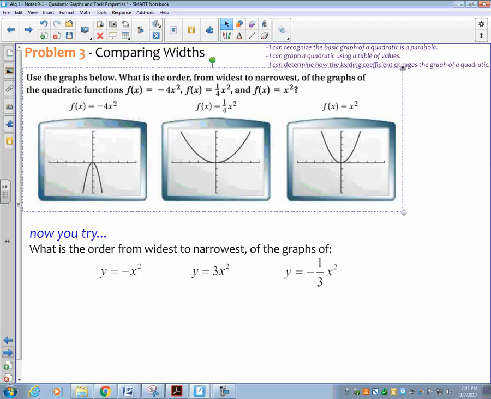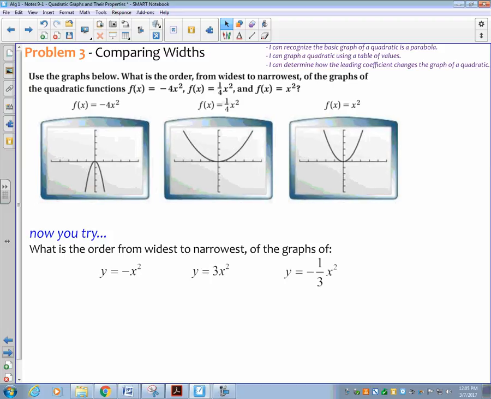It's a frowny face because it's negative. And would you guys consider this guy skinny or medium or fat? Skinny. This guy is 1/4 x squared. He is a smiley face because he's positive. Would we consider him fat or skinny? Fat. He's a little fatter guy. I like him. And then this guy here is our parent function, f of x equals x squared. He's kind of in the middle. He's normal.